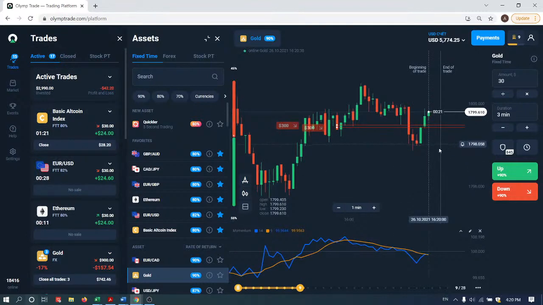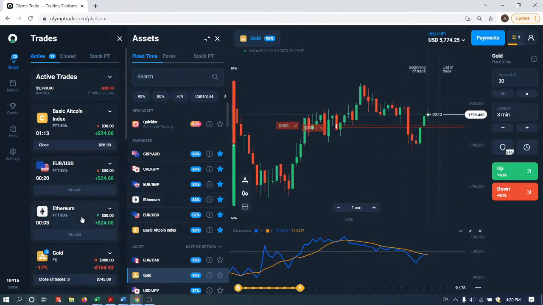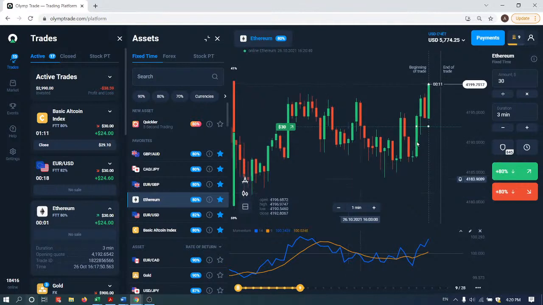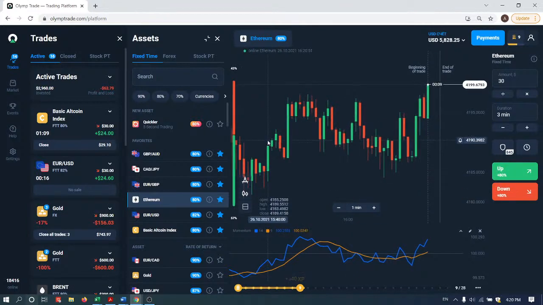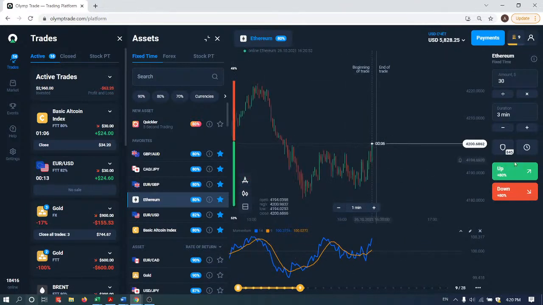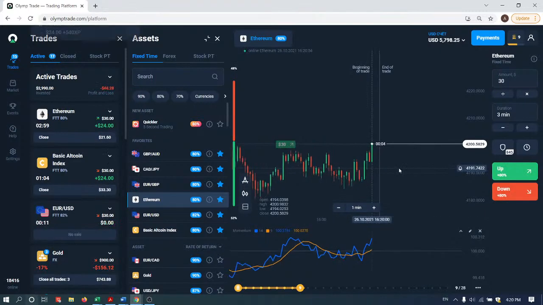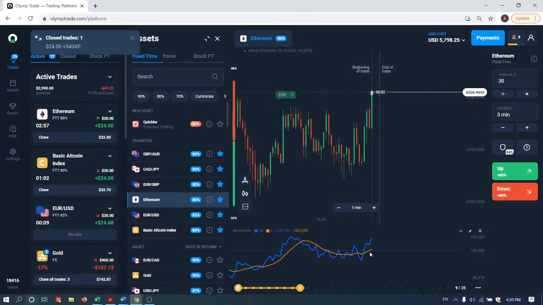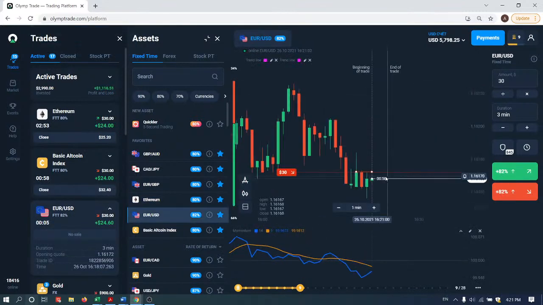So gold, it's kind of contradictory. This was a good signal. That was a good signal. Ethereum, and one more trade. So now the orange line crosses the 100 line. So that's the moment when you want to open a trade upwards.